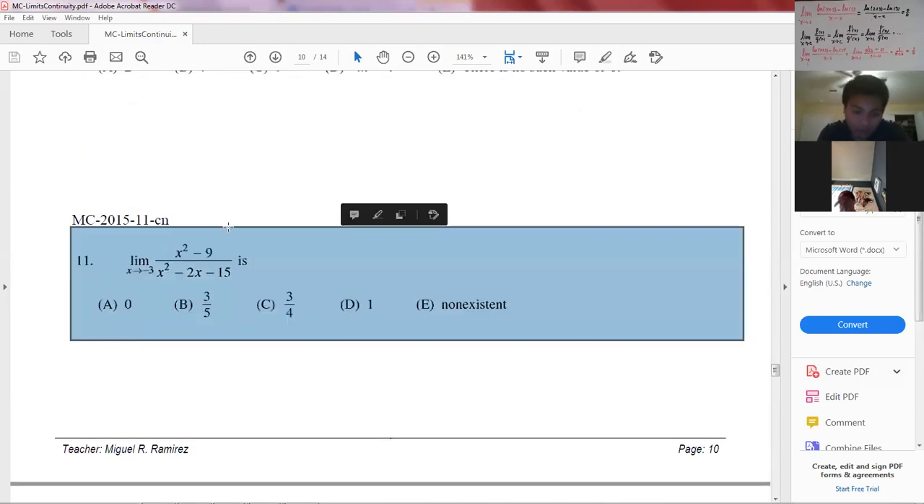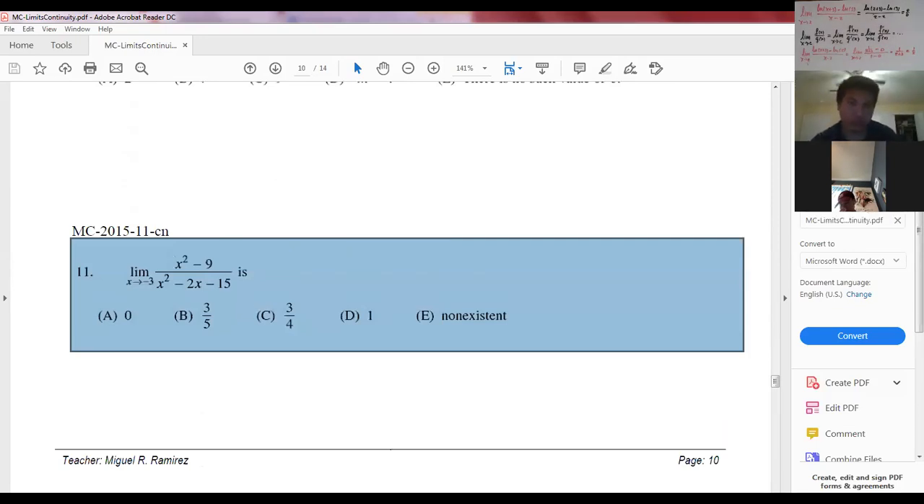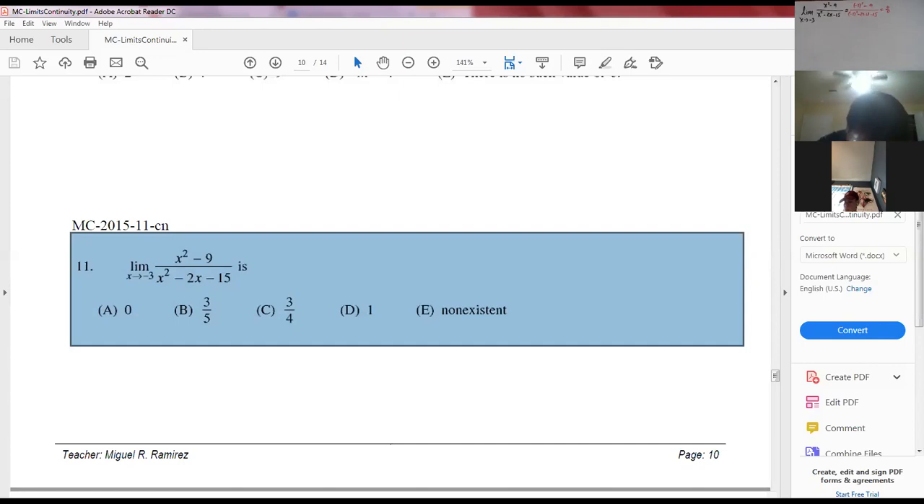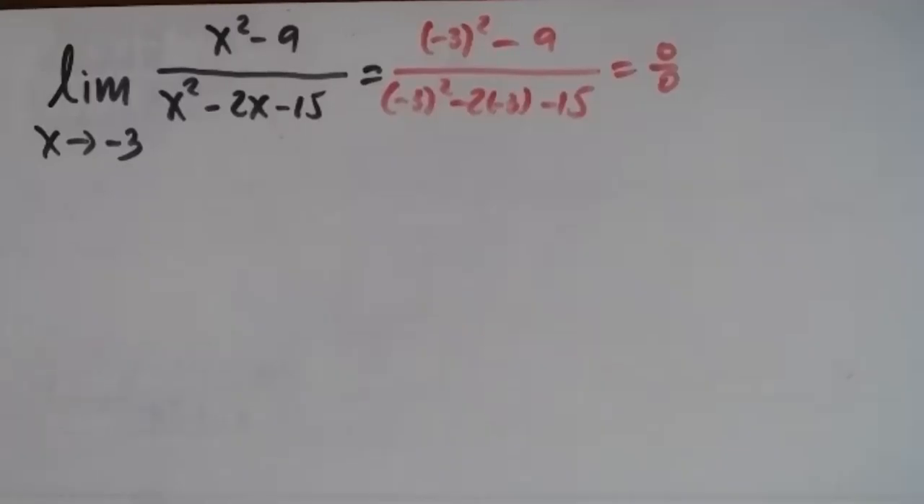Let's try, for instance, this one. You can solve it using L'Hopital also, okay? But let's see. L'Hopital is a very powerful rule. The only thing you shouldn't forget is this one: evaluate the limit. If you evaluate the limit and get 0/0, then you can try the L'Hopital rule in case.